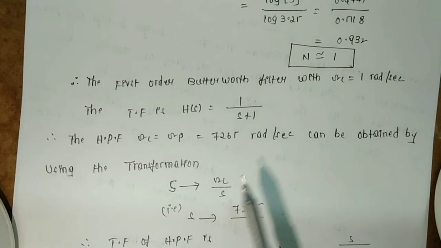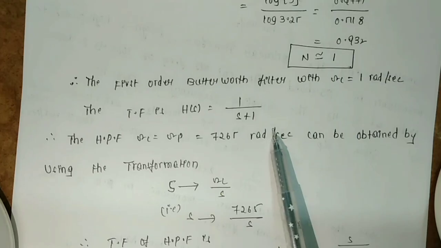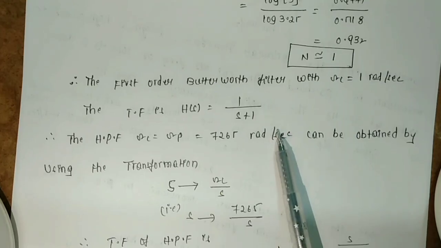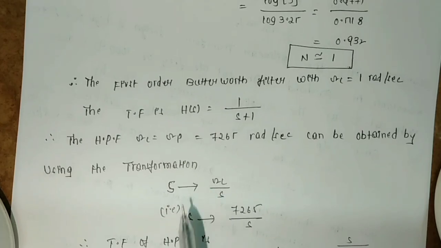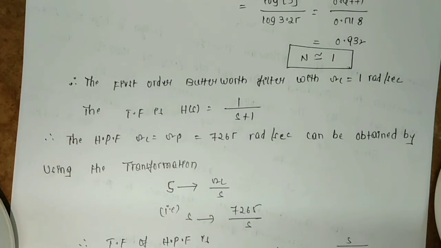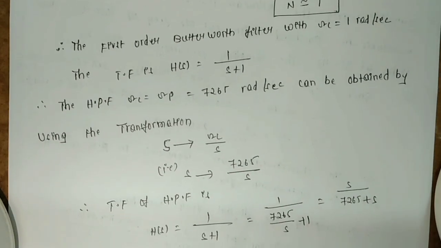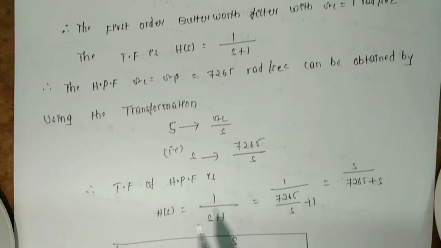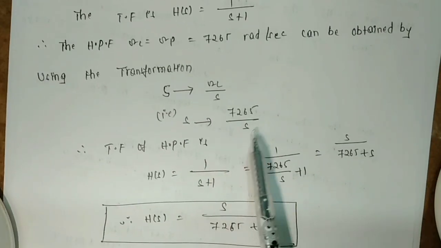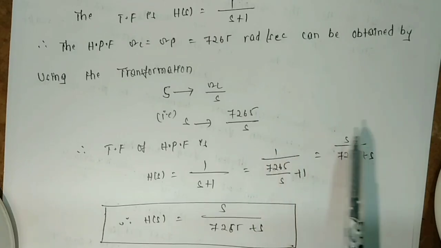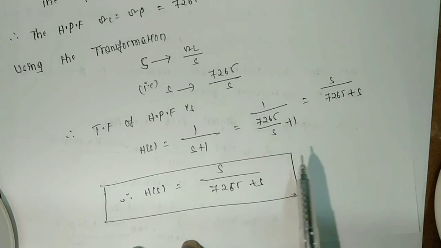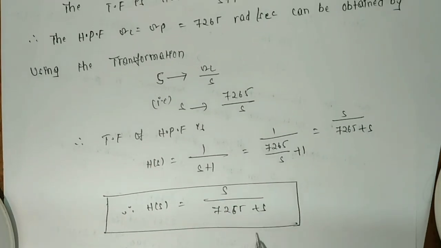You have to remember, until then this is the transfer function of the low pass filter only. We didn't design the high pass filter transfer function. So after substituting s as omega c by s, we have converted the low pass filter into the high pass filter. So I am substituting in place of s as 7265 by s. Simply I have taken the LCM. So after this the denominator will go upward, so s by (7265 plus s). So I got H of s is equal to s by (s plus 7265). Now this is the transfer function of the high pass filter.